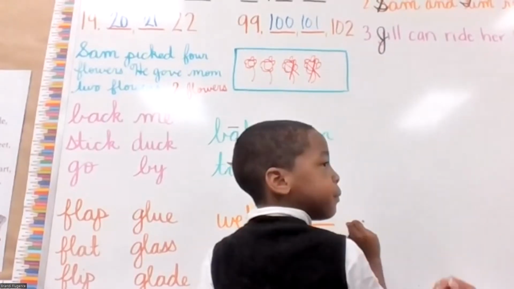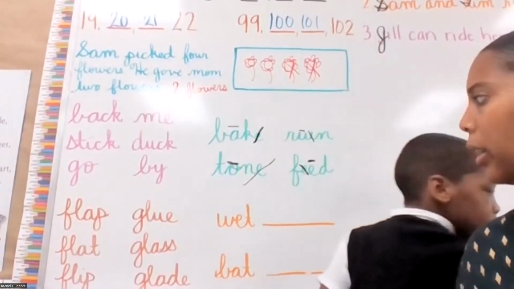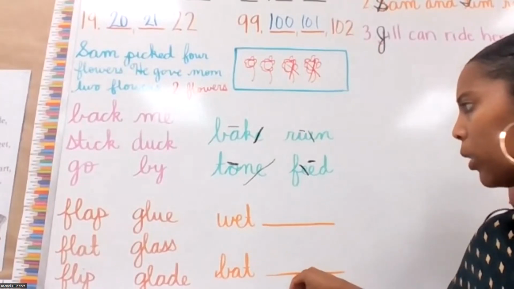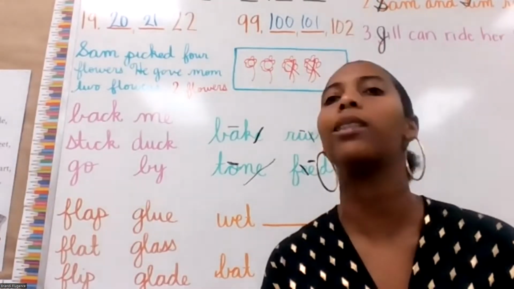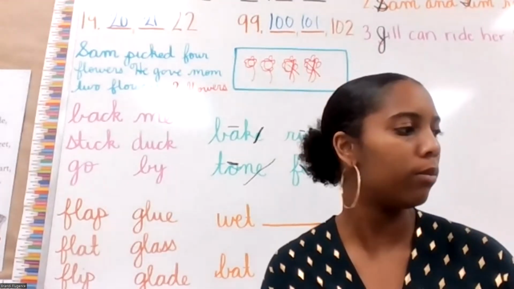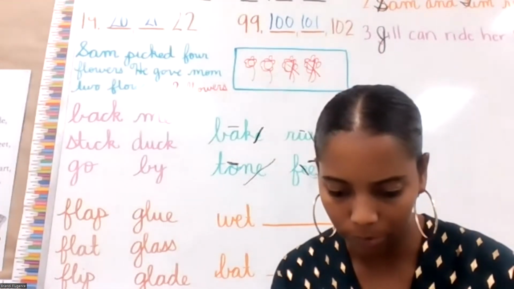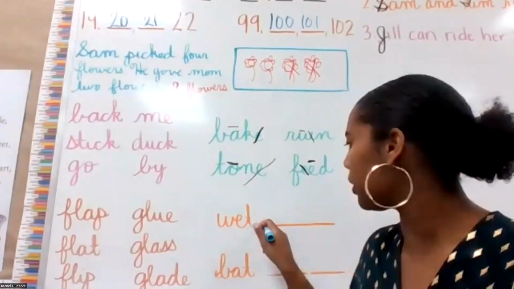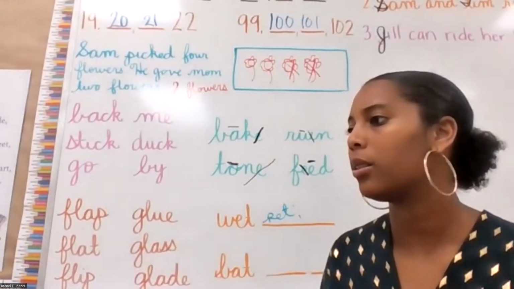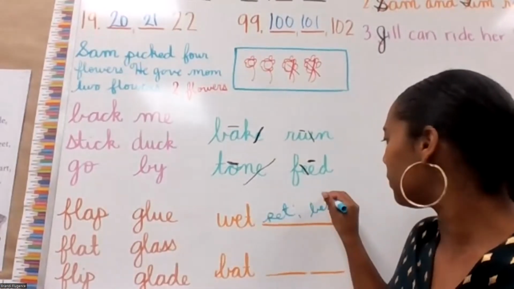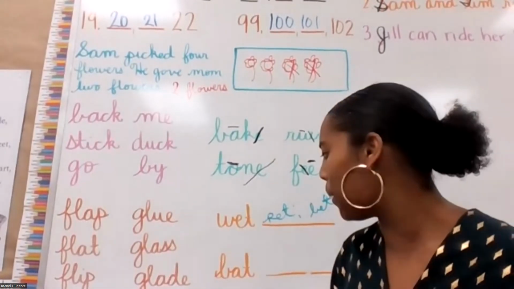All right, good. Feed. All right, let's go ahead and practice rhyming words. So I have the word wet. Does anyone have a word that rhymes with wet? Asa? Pet. And what's another one? Can I get another one? Wet, pet, vet. Good.